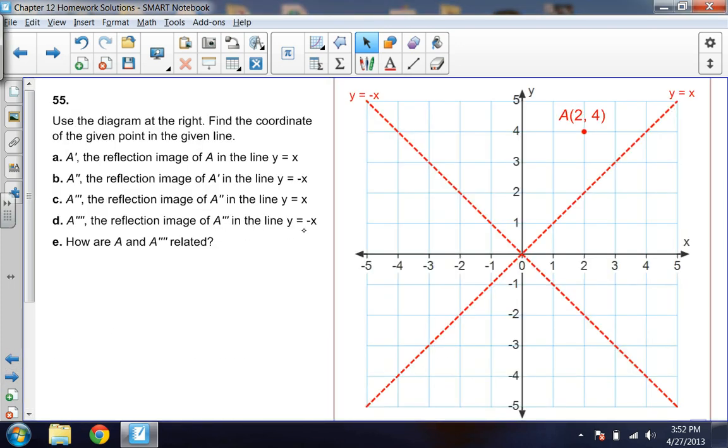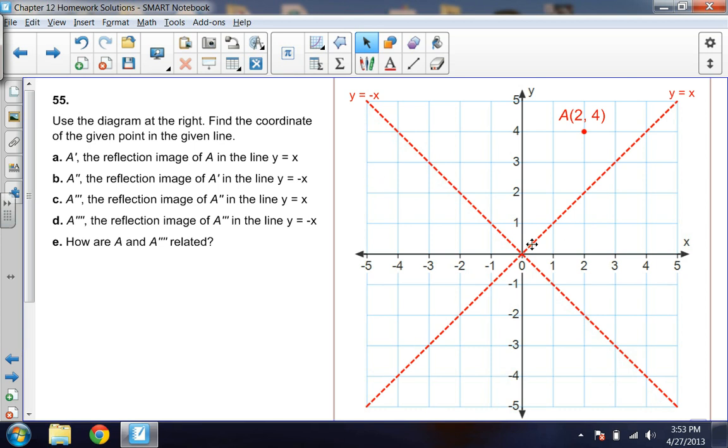Okay, number 55 in 12.1 for reflections. It gives you a point, A, which is at (2,4). And it asks you to reflect it across certain lines and give A prime, and then reflect A prime somewhere to give A double prime, etc., to triple prime, and quadruple prime. So the first thing we want to do is reflect A across the line y equals x.